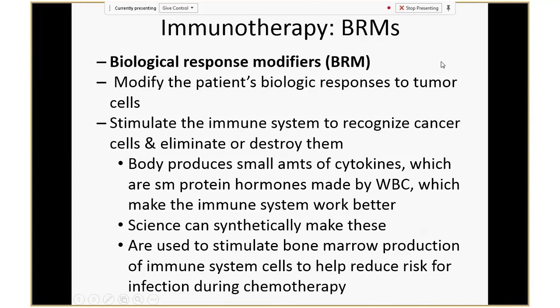What they are is they modify the patient's biologic response to tumor cells. They're just a fancy word for helping the immune system and making sure that they are preventing any infection from occurring. So it's going to trigger that these biologic response modifiers be given throughout the body, and it's going to hopefully destroy the infection process. We've actually invented synthetic BRMs in the body, and so we can give medications to help the BRMs to occur.